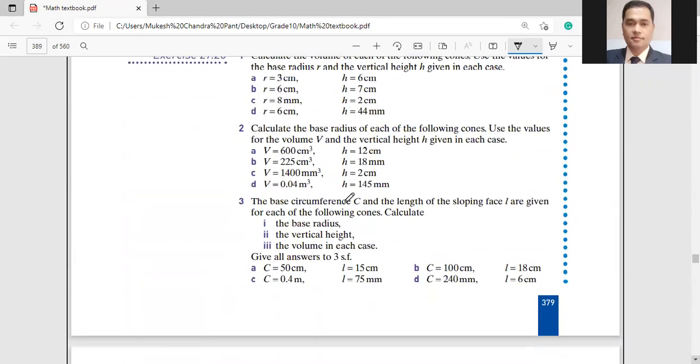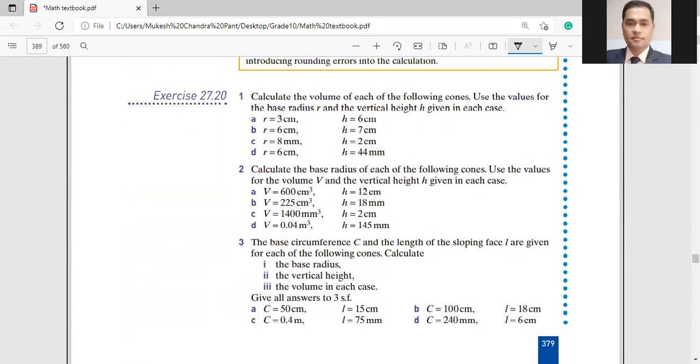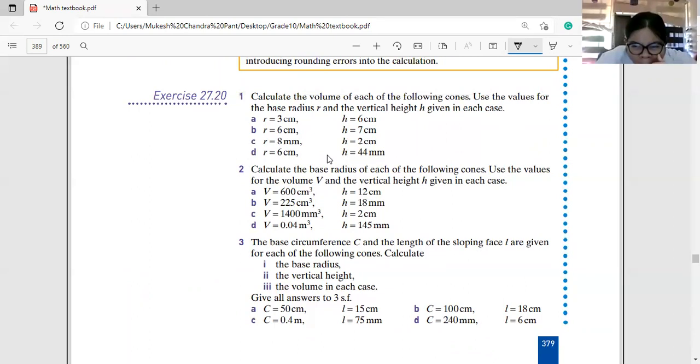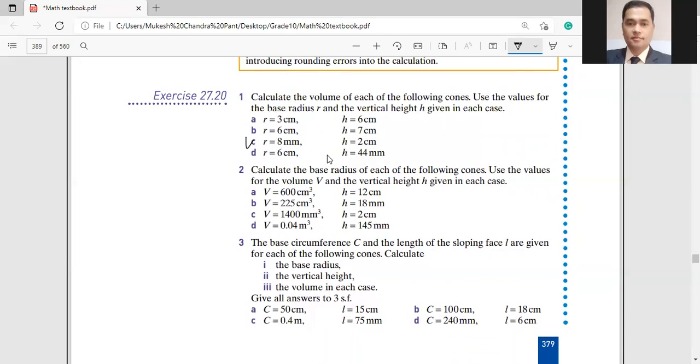Now look at the exercise. This is question number 1. Calculate the volume of each of the following cones. Use the values for the base radius and height. You can do any one question, there's not a problem. For example, I'm doing part C.